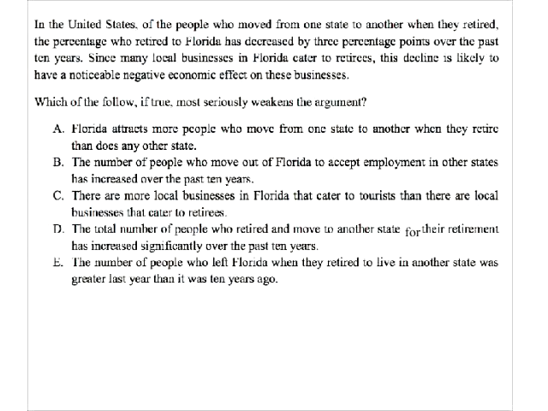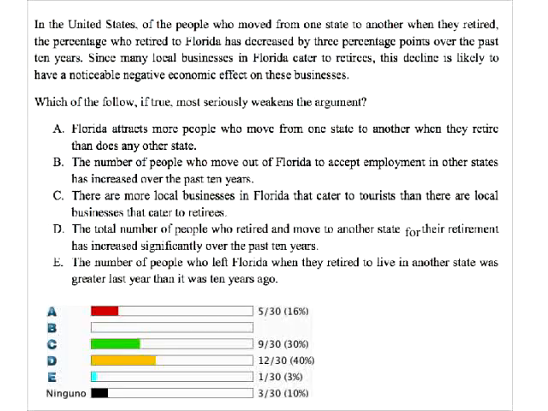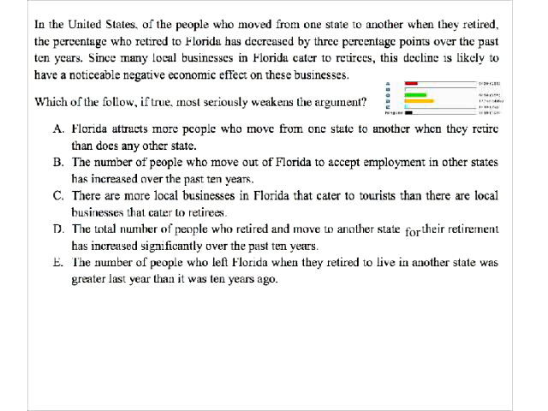Okay, let's talk about this problem. By the way, here are your class statistics. There's a split, mostly C and D, but a few odd other answers here and there too. In the United States, of the people who moved from one state to another when they retired, the percentage who moved to Florida has decreased by 3 percentage points over the past 10 years. Since many local businesses in Florida cater to retirees, this decline is likely to have a noticeable negative economic effect on these businesses. Okay, so notice that this problem features a percentage.